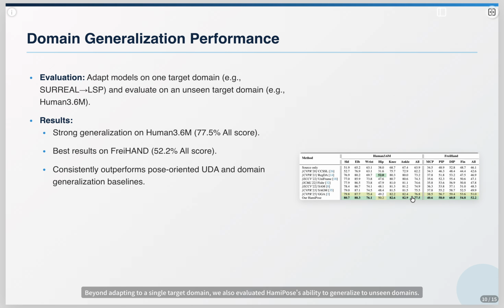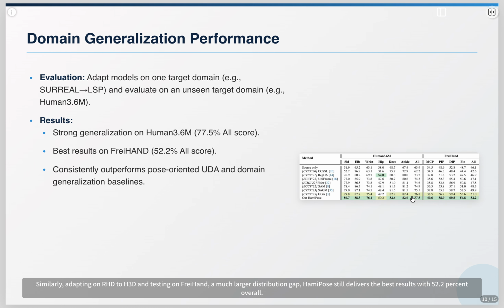Beyond adapting to a single target domain, we also evaluated HamiPose's ability to generalize to unseen domains. We trained on one target, say Surreal to LSP, and then tested directly on Human3.6M, which was never seen during adaptation. The results in Table 2 are impressive. HamiPose achieves a solid 77.5% overall accuracy on Human3.6M.